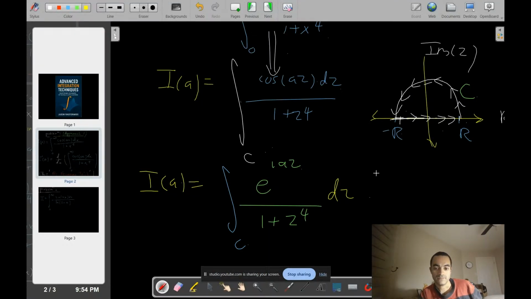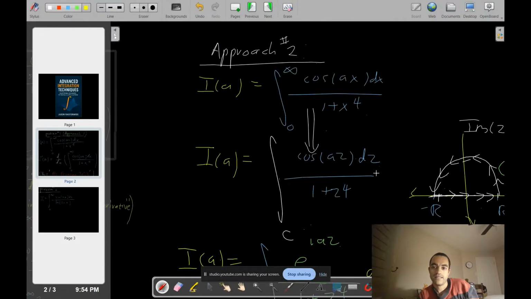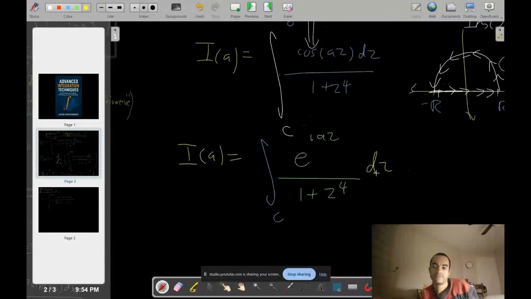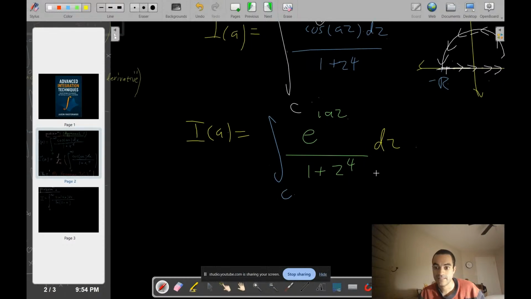You can see here I have an integral over my contour, and my cosine is gone. I put e to the iaz over 1 plus z to the 4 with respect to z. Where did that e come from? Think of Euler's identity, because that's what it is.